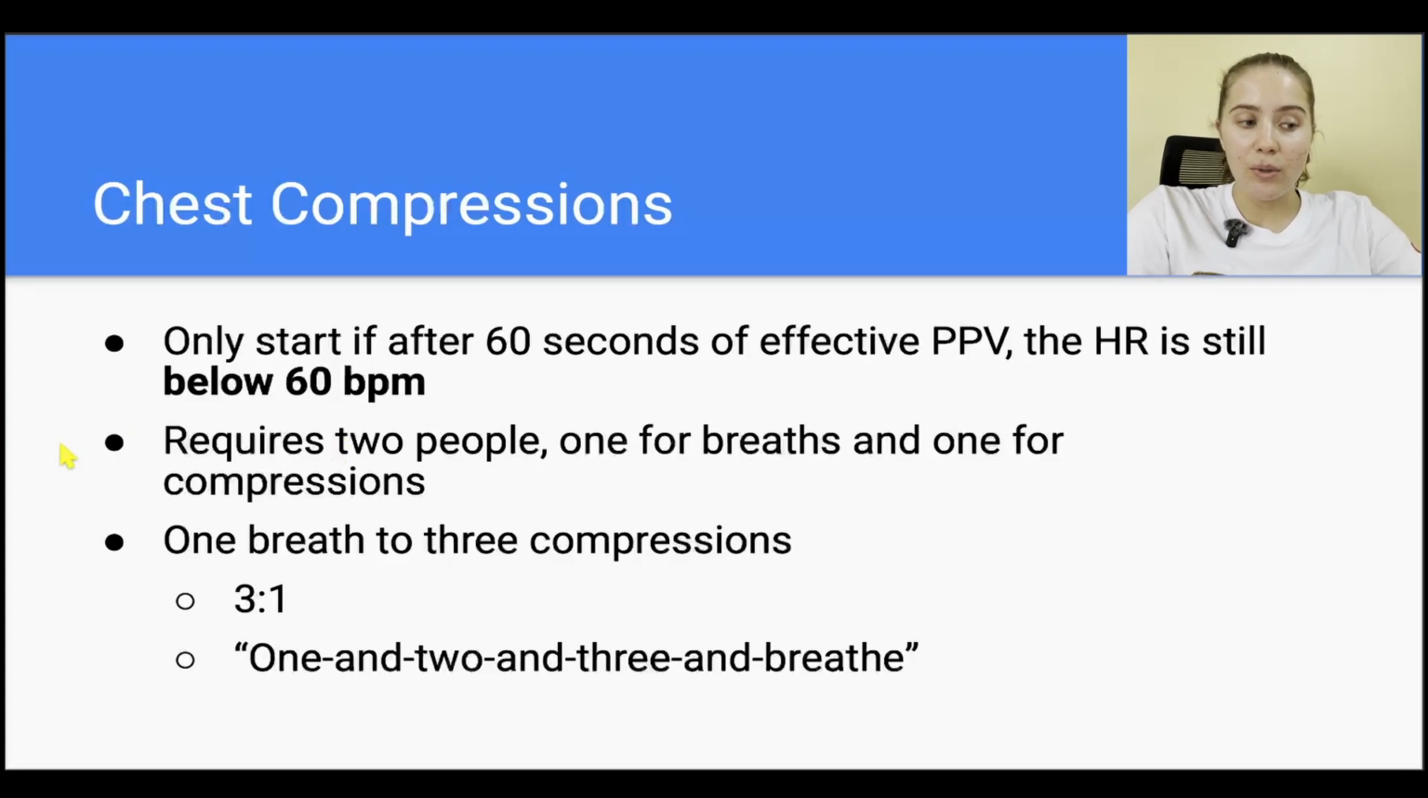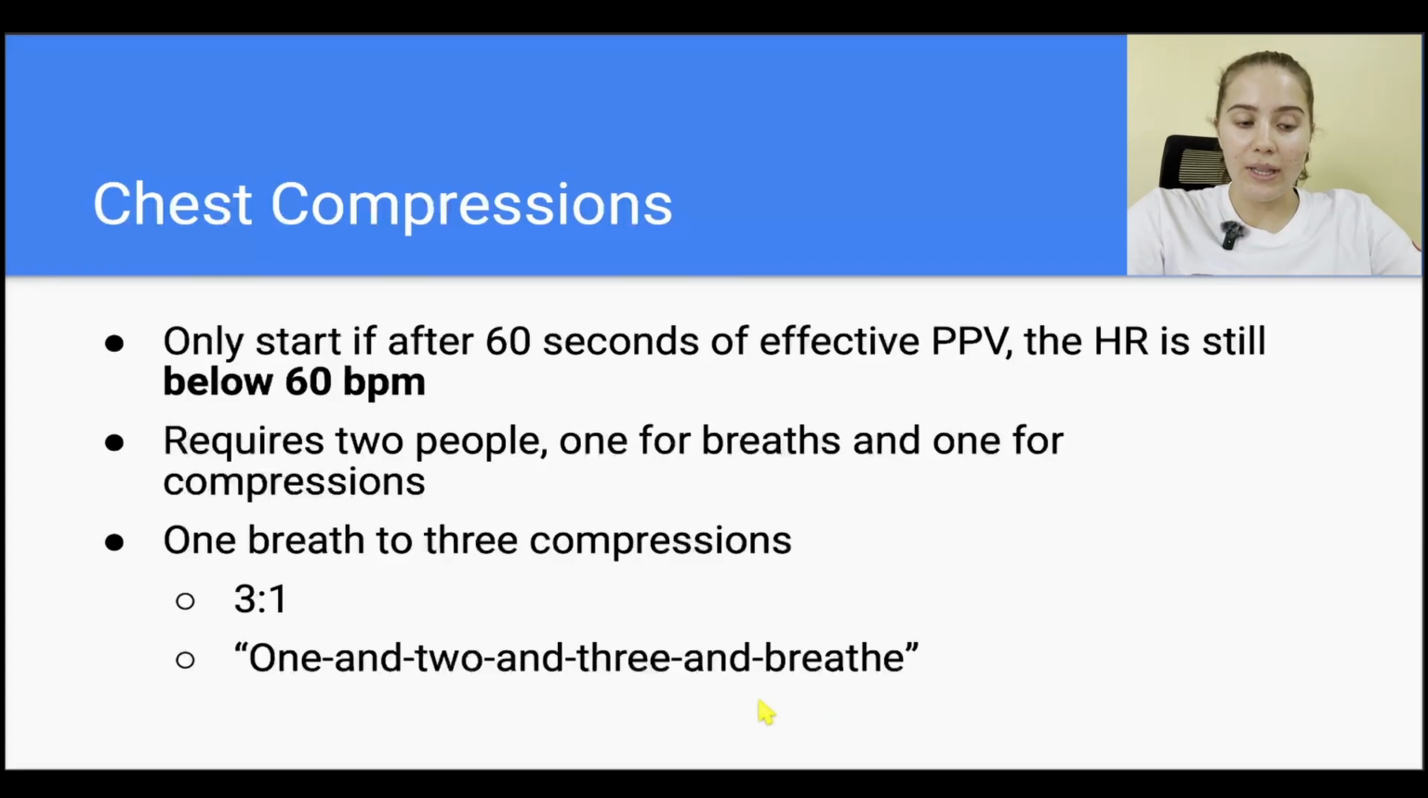At this point, you would need 2 people, 1 for breathing and 1 for compressions. The rhythm is a little bit different once you start compressions, and it's 1 breath to 3 compressions. So 3-to-1 ratio. The rhythm goes 1 and 2 and 3 and breathe. 1 and 2 and 3 and breathe. So the 1 and 2 and 3 is the compressions, and then the breathe is the ventilation.